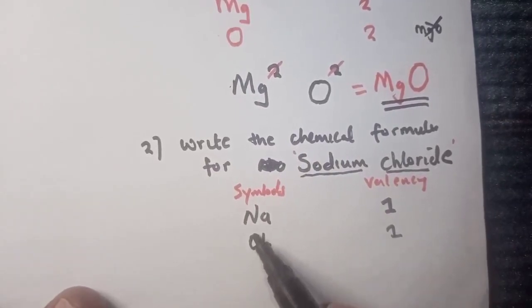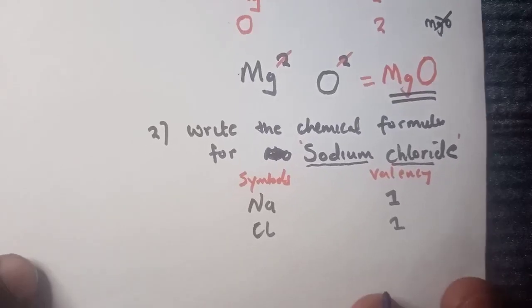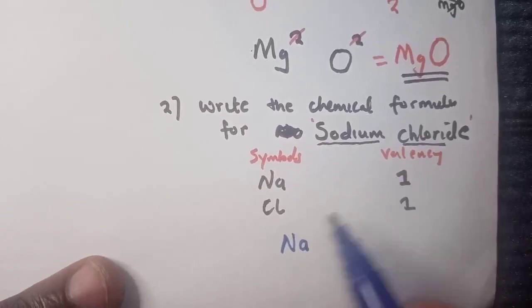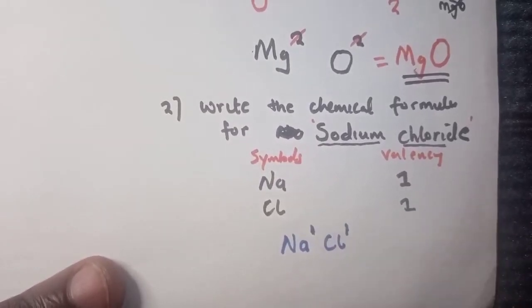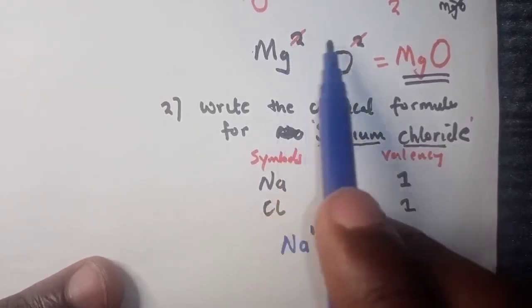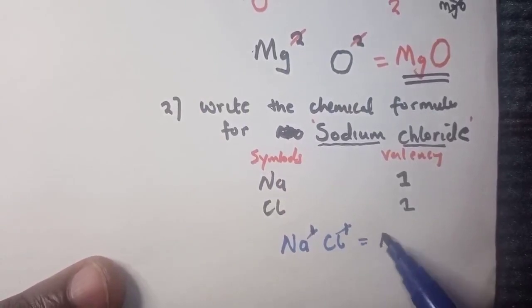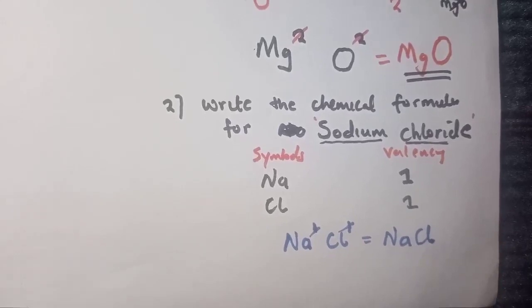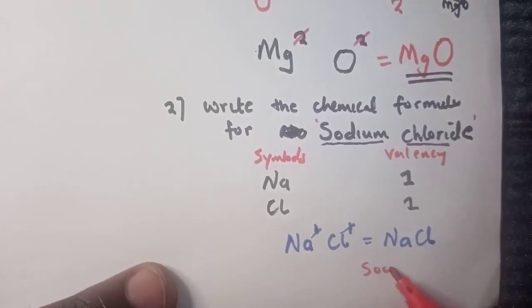So this is chloride. Now that we have both the symbols and the valences, we proceed into writing our chemical formula. You're going to write Na, the valence is 1. Chloride, the valence is 1. So remember what I said here. If they have the same valency, you simply cancel these out and then combine the elements. And this is how you write sodium chloride.